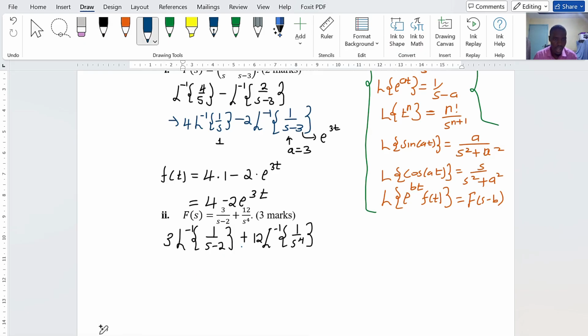So here, of course, you can easily see this is an exponential. An exponential is taking that form, 1 over s minus a, but our a is 2. So the first thing, identify a as 2. So this is just e^(2t). Now here is 1 over s^4, identify n. n must be 3, because if you follow n factorial over s^(n+1).